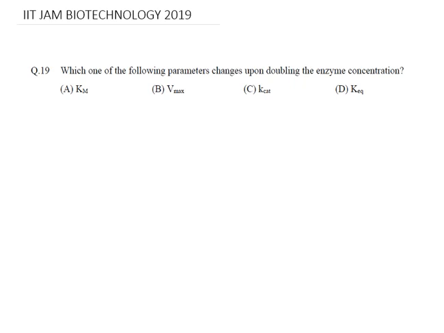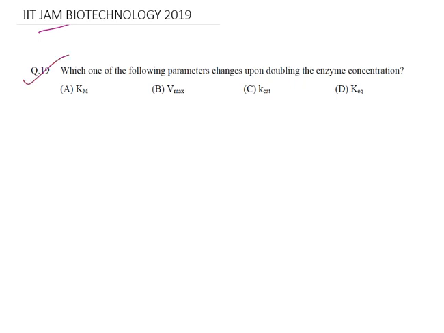Today we are going to solve one question from IIT JAM Biotechnology 2019. As we know that JAM is one of the most important examinations in our country for those students who want to join IIT to pursue their master's degree courses. In a biotechnology paper, there are different questions based on physics, chemistry, math and biology, and we cover all of this for IIT JAM aspirants.